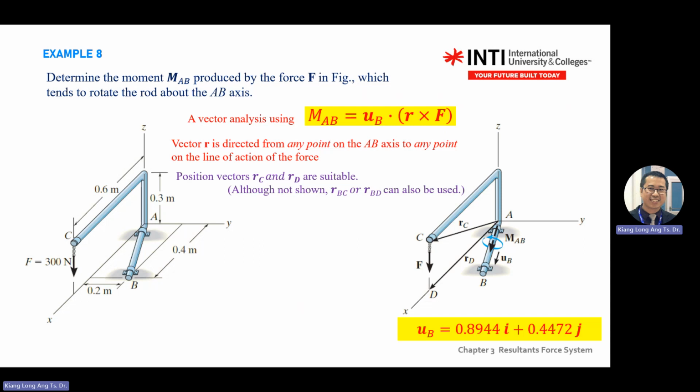Right? You can use RC, RD, RBD, RBC also. RBC, this means you are looking at B point. If you use RBC, RB to C. So in this case, we were just looking at RC or RD. You choose one. Both also correct. Both also correct moment.